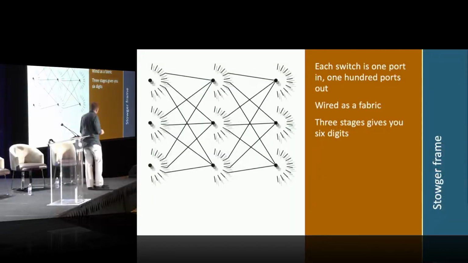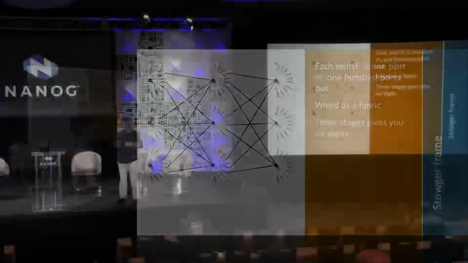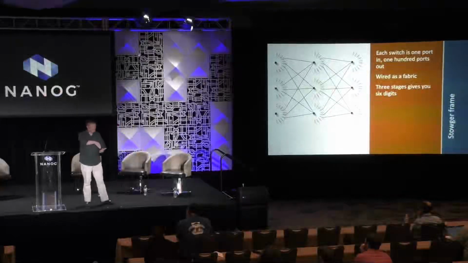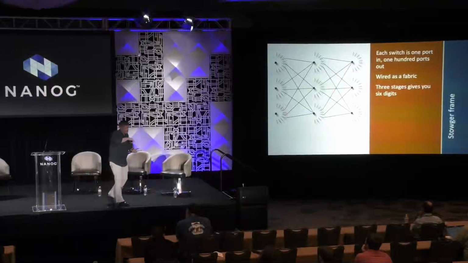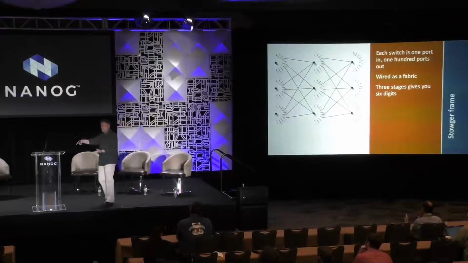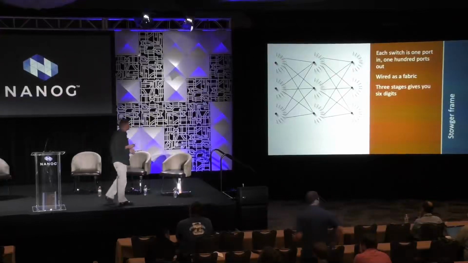Now, this is the way a Stroger frame is wired. I'm getting somewhere with this. We're going to get to spine and leaf in just a minute. Trust me, we're going to get to the Clos fabric and where it comes from in just a minute. All right. Each switch is one port. So if you think about the way I described the Stroger switch, there are 10 wafers and an armature that drives down the 10 wafers. And then each wafer is circular, and there are 10 connection points on that. So it's a 1 in, 100 out switch. I have 1 input and 100 possible outputs.